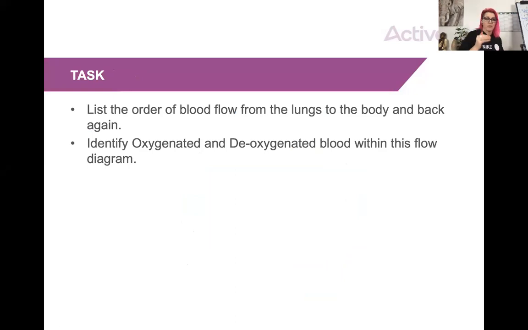So you could do this in a list format, or you could do it how I've done it here. It'd be good to do it as I've done it here, because then you can work through each chamber and see what you can recall. And if you can't recall it, just go back over it and do it again. And within that, identify, like I've done with my red and blue pens, oxygenated and deoxygenated blood within this flow diagram. So that is your mission for this bite-sized video, if you choose to accept it.